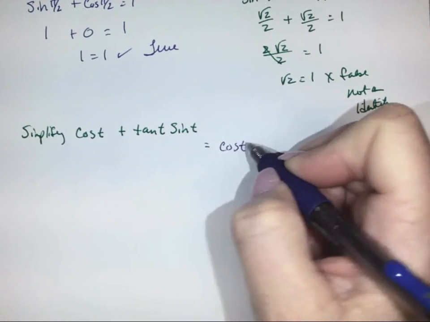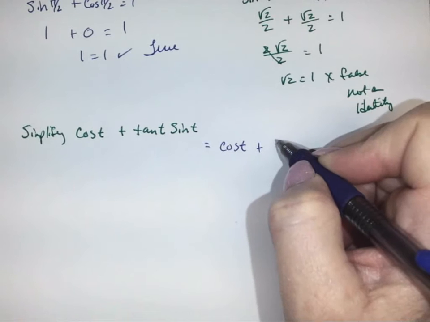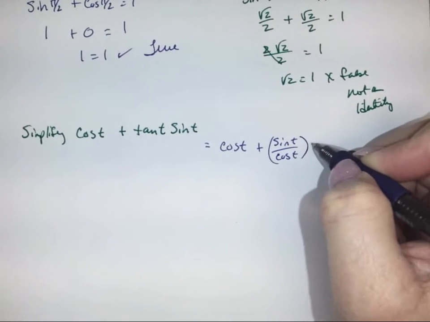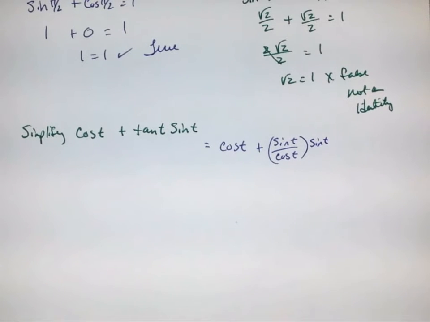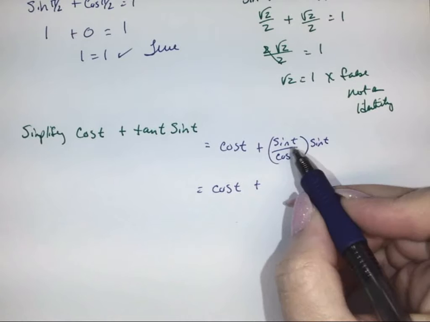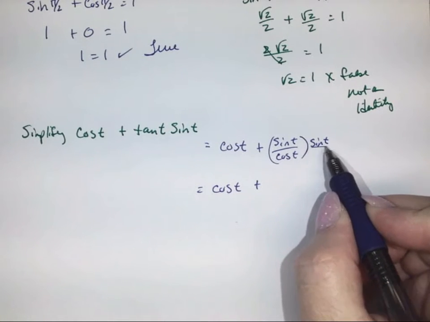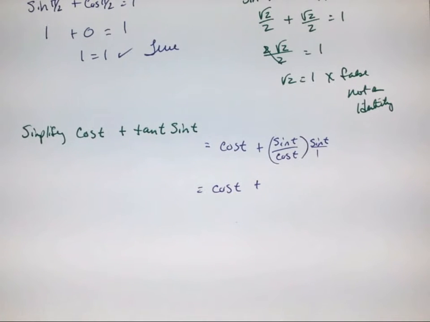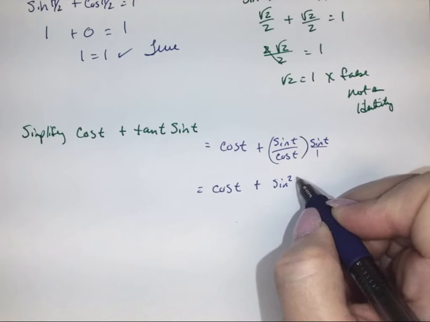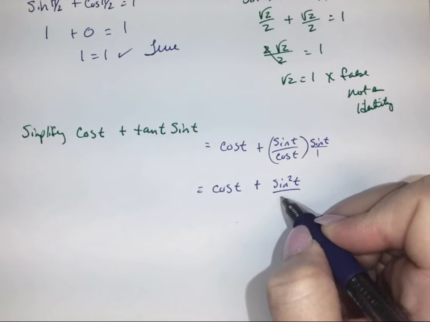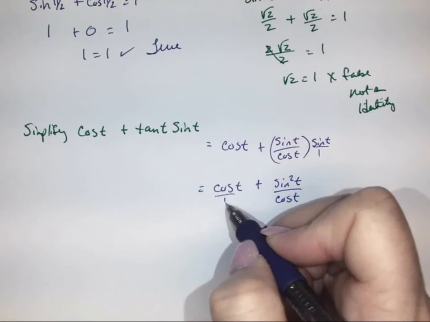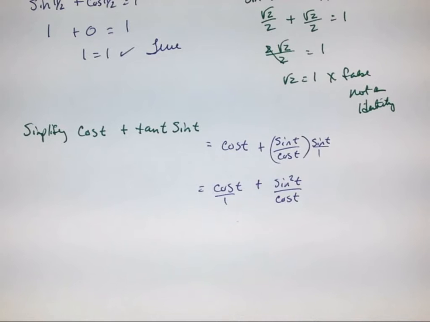So we have cosine t. Tangent will be sine t over cosine t, and then multiply by sine t. That'll get us cosine t plus sine over, or times sine. You can always put it over 1 to help you see it. Sine times sine will get us sine squared t over cosine t. Now this cosine t is over 1. Again, that can help you see what you're doing.